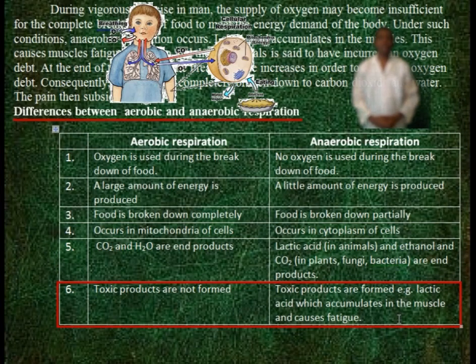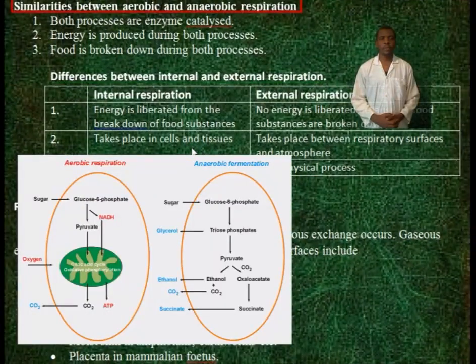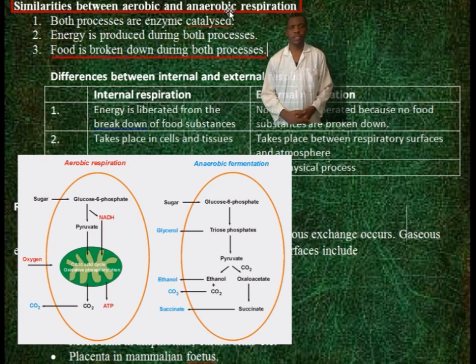Toxic products are not formed during aerobic respiration. During anaerobic respiration, toxic products are formed. Example: lactic acid, which accumulates in the muscles and causes muscle fatigue. Similarities between aerobic and anaerobic respiration. Both processes are enzyme catalyzed. Energy is produced during both processes. Food is broken down during both processes.